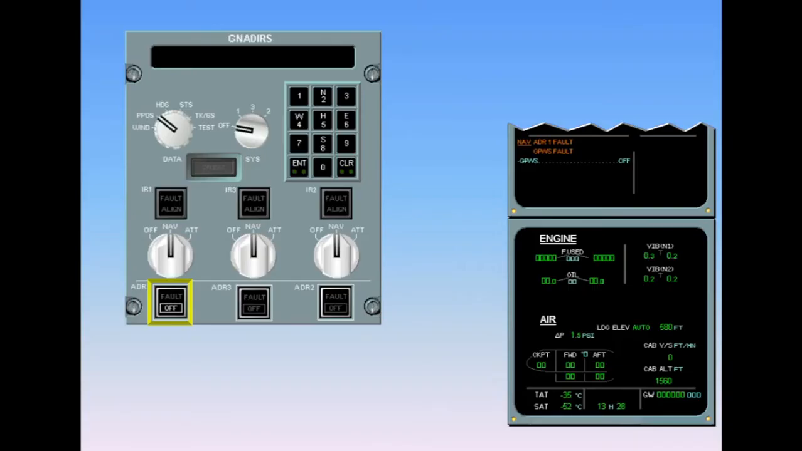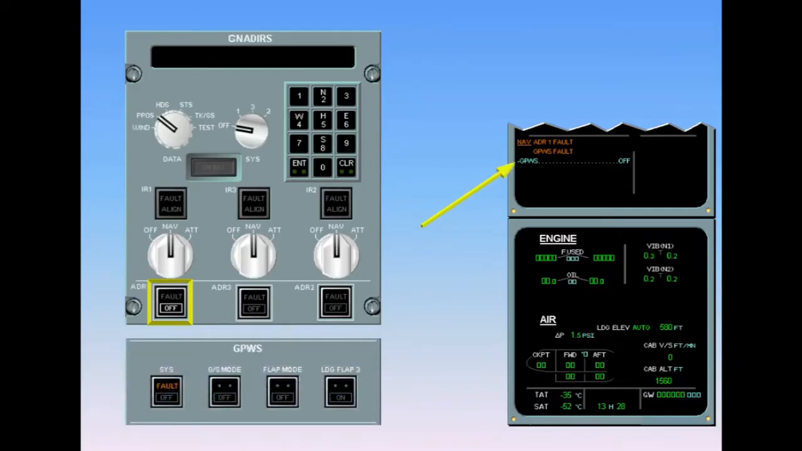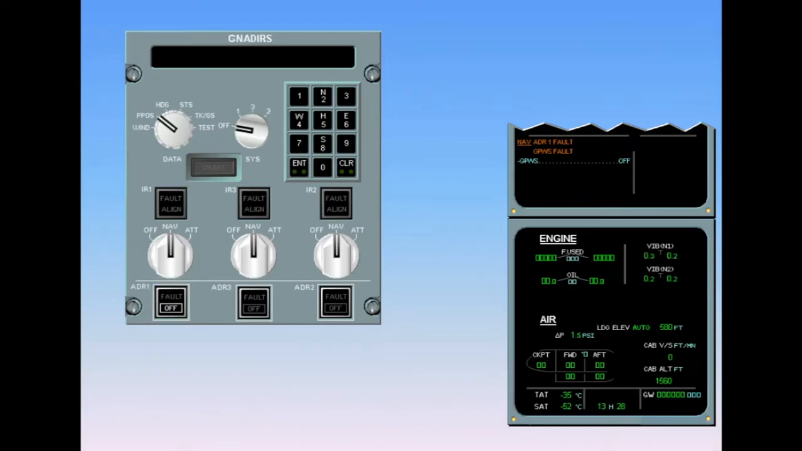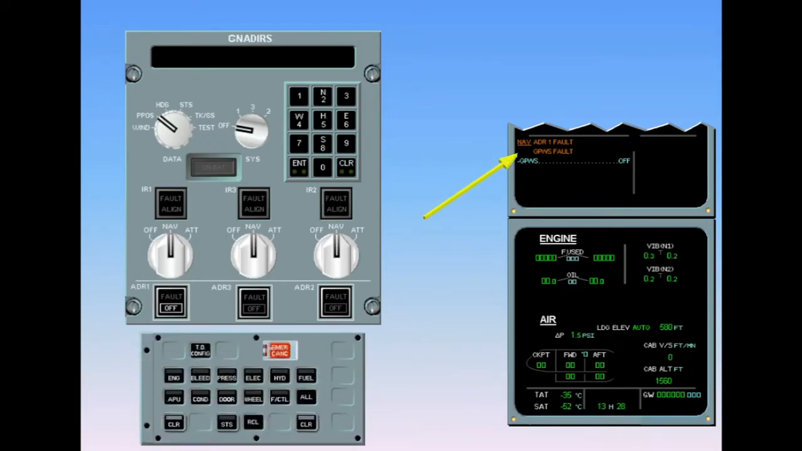A consequence of switching off ADR number 1 is the failure of the GPWS. Now switch off the GPWS, the ground proximity warning system. Now we can clear the ADR fault. Clear the NAV ADR fault.